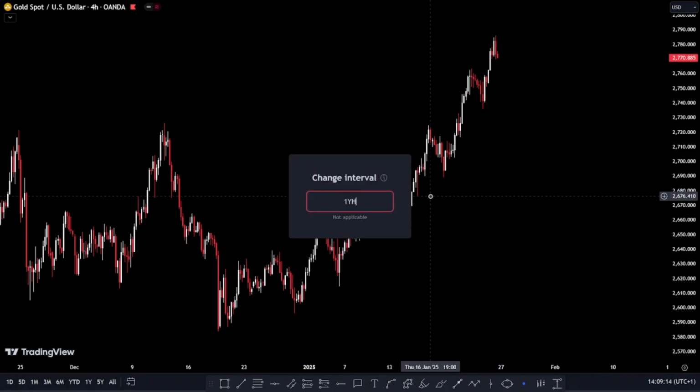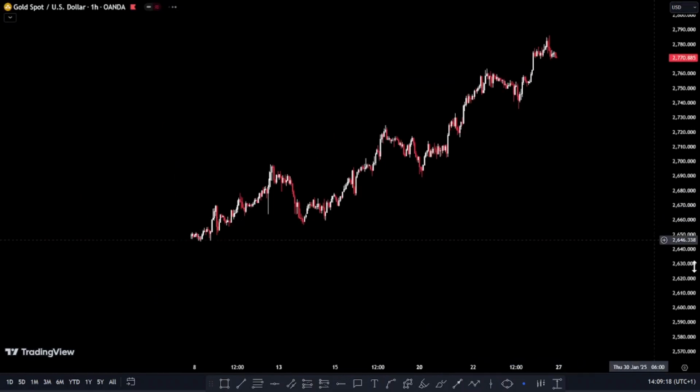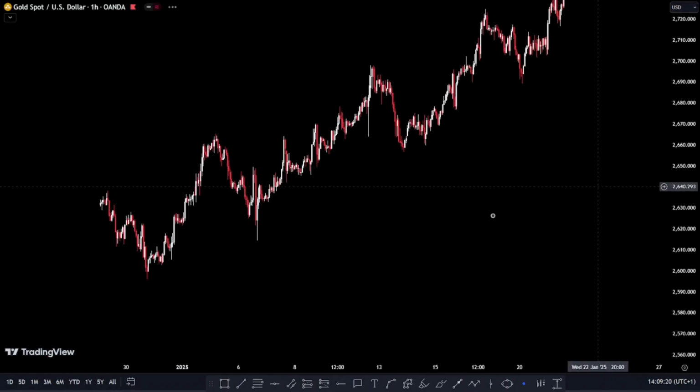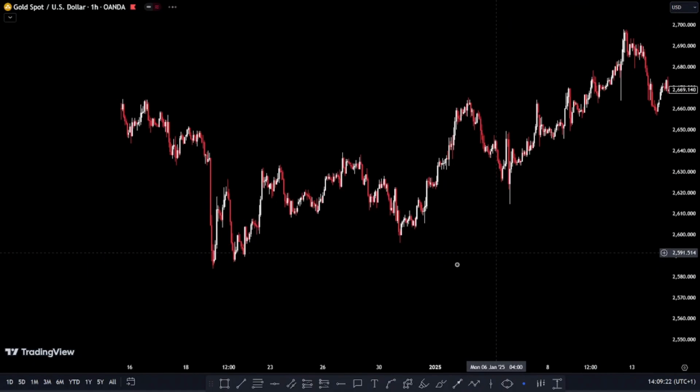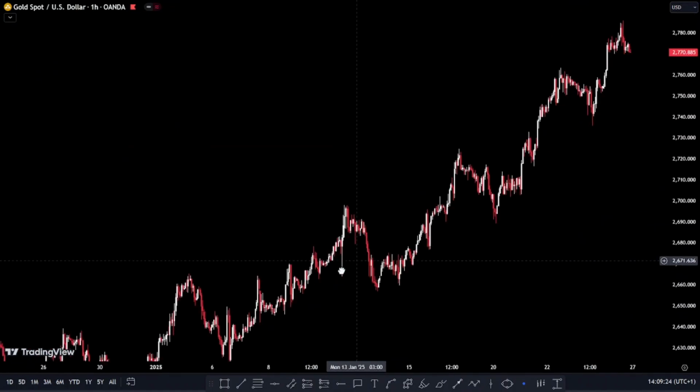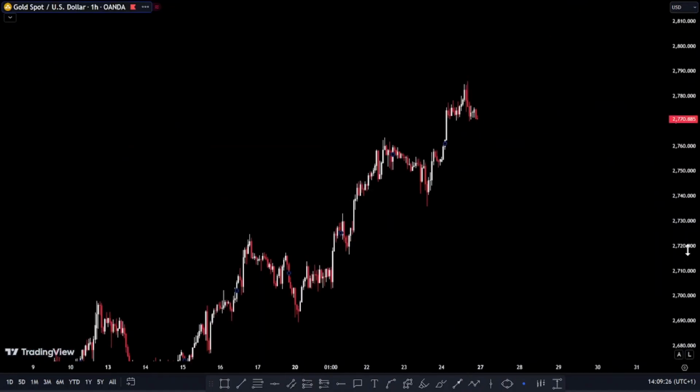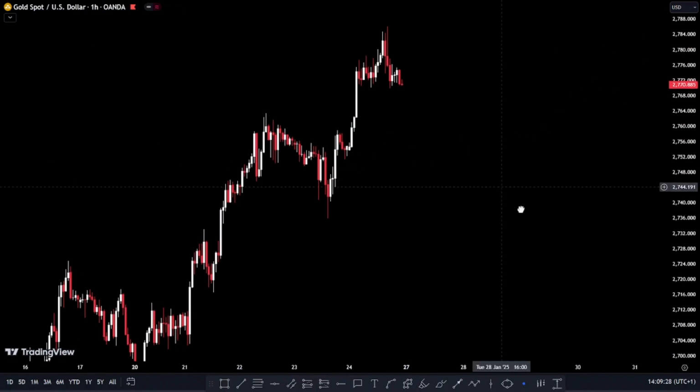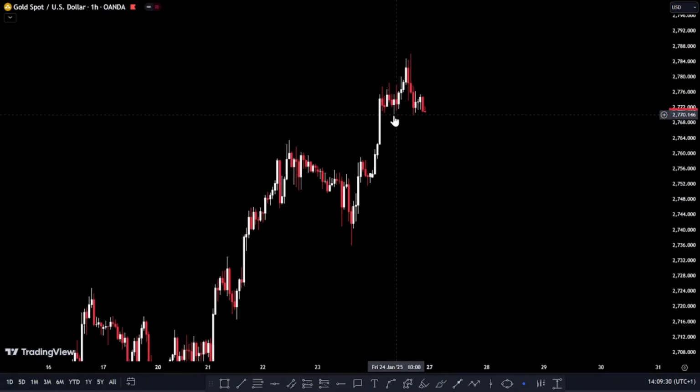Okay, so now we have the 1 hour time frame, which is as bullish as the 4 hour. Okay, you can clearly see this bullish structure here. So what I'm gonna do is to identify the latest inducement. Okay, so you see in this leg here we have this little pullback, which is our inducement, and the market has come down to take it out. So this is our inducement here.